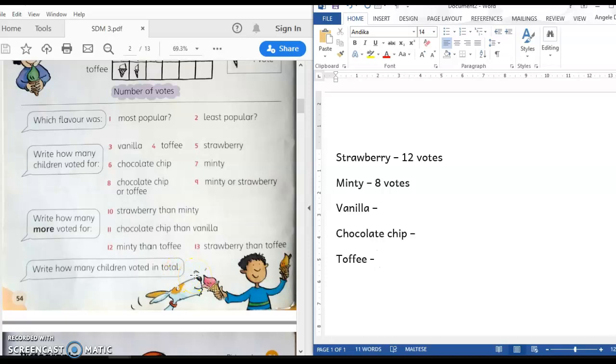Alright, we get all these numbers. Let's say 12 plus 8 plus all the other numbers. Okay, and find the answer. Alright, and that is number 14. We'll call it number 14.